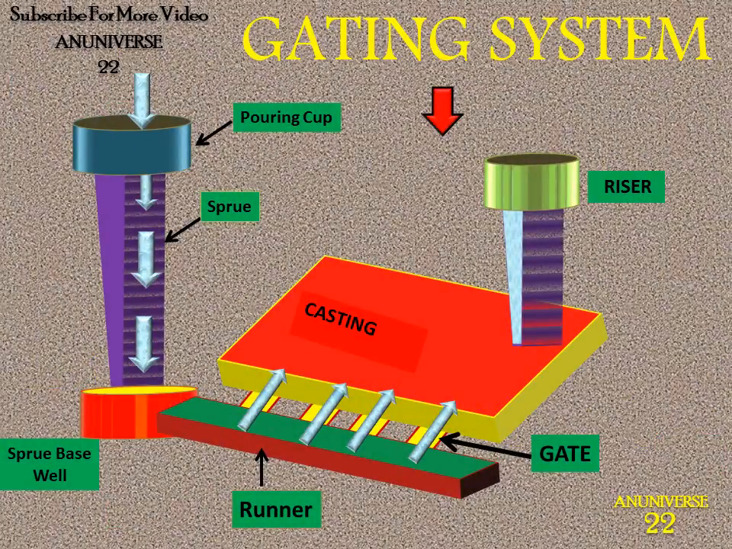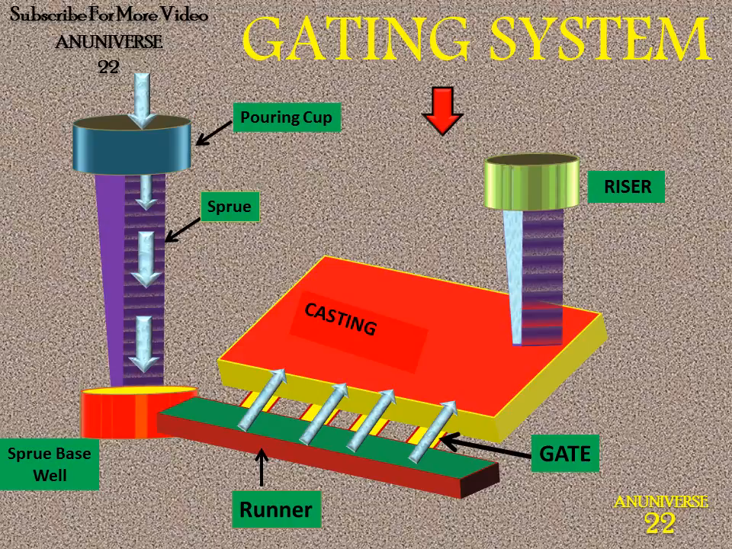Today we discuss the gating system. Gating system means all the passages through which molten metal enters the mold cavity. That means it includes the pouring cup, sprue, gate, runner, riser, sprue base.